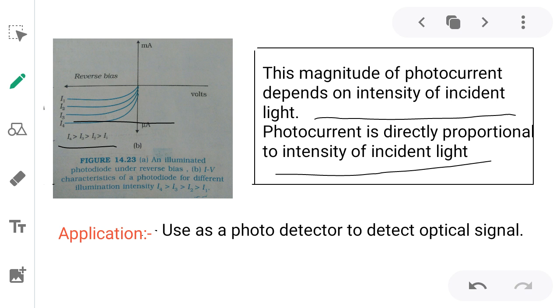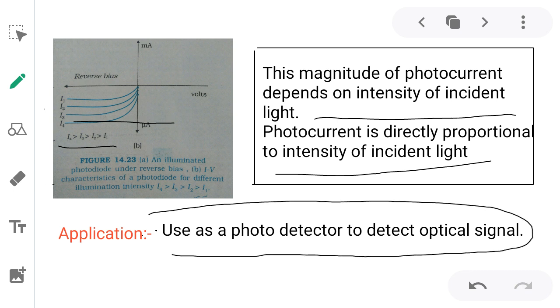Next, application of this photodiode. This photodiode is used as a photo detector for optical signals. Optical signals are photo images, and those can be easily detected by the photodiode. Optical signals means the signals come with the help of light. We are not getting the images or idea about the light directly, but if we convert that into electrical form, we can easily find out.